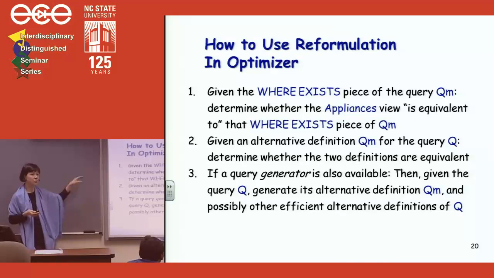I have at least one pointer on the last slide that explains how actual optimizers, Microsoft SQL Server specifically, replace parts of queries by views. Right? So for this, those questions need to be answerable. So can we solve the reformulation problem?